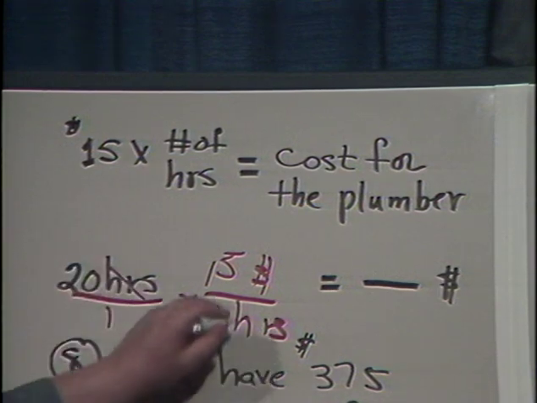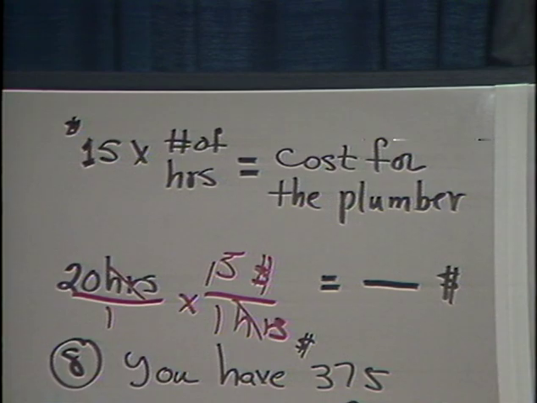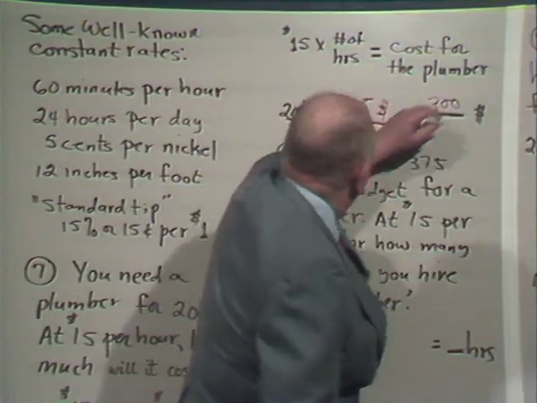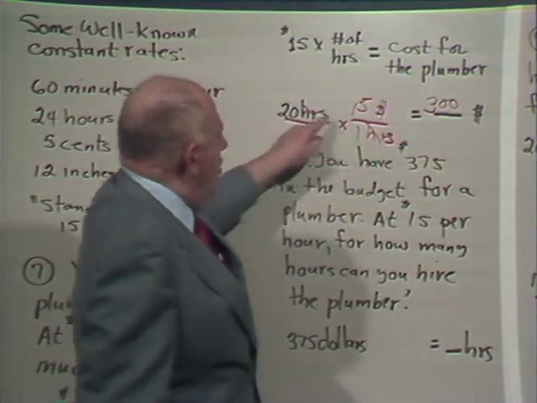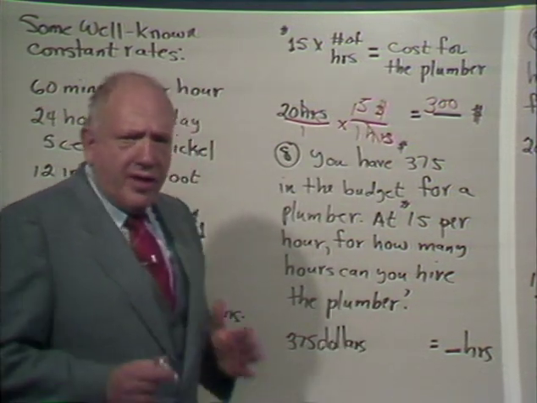Now we cancel the common denomination. 20 times 15, you see, is 300. We can put that right in here. And the label automatically comes out to be dollars. You see, with dimensional analysis, you don't even do the arithmetic until you're sure the label is right. See, watch the subtle change.